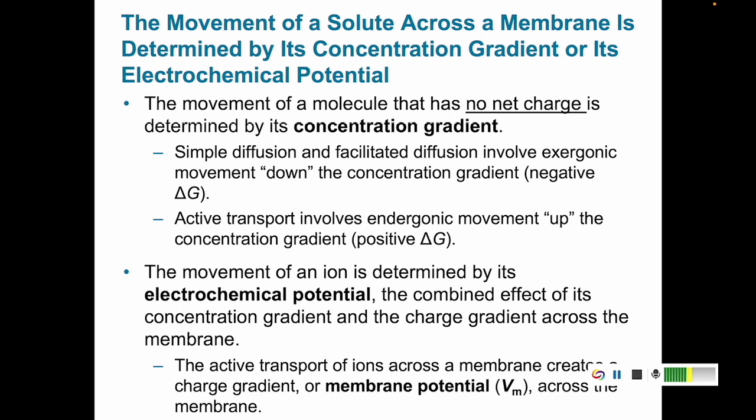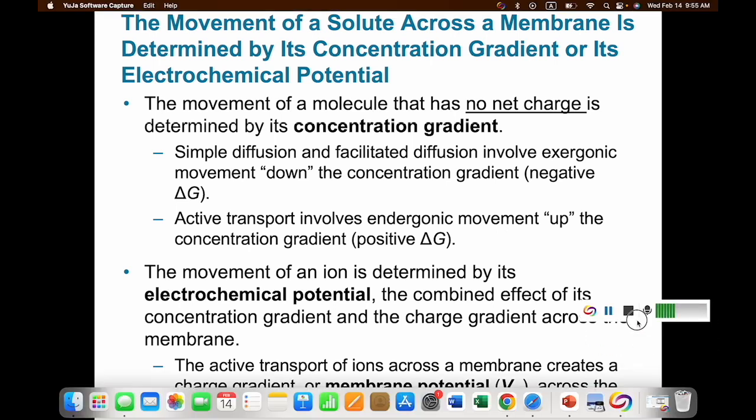If an ion or a molecule has a charge to it, it's also going to be affected by its electrochemical potential. So that electrochemical potential means we're not only looking at the concentration of that molecule, we're also looking at the concentration of that charge. So if you have a small ion that's got a negative charge, and you've already got a lot of negative charges on one side of the membrane, it's going to be hard for that ion to move across the membrane. Even though it's moving down its concentration gradient with the negative delta G, that electric charge is going to repel it away.